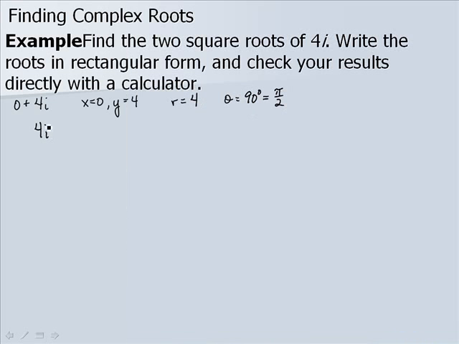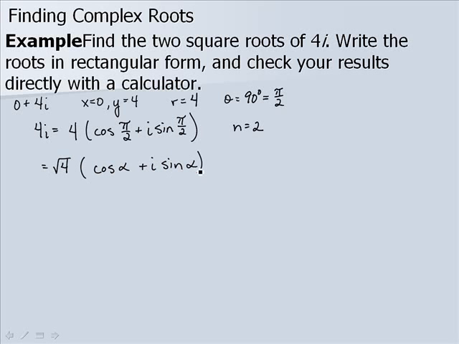So our trig form, 4i, becomes 4 times the cosine of pi over 2 plus i sine of pi over 2. And what we want to do is take the square root. So n in this case is 2. So we'll take the nth root of r, so we're taking the square root of 4, times the cosine of alpha plus i sine of alpha, which will be equal to 2 times, now we need to find our alpha values.